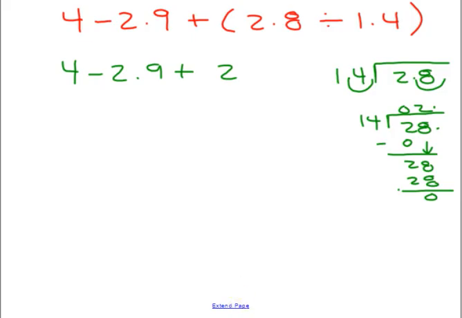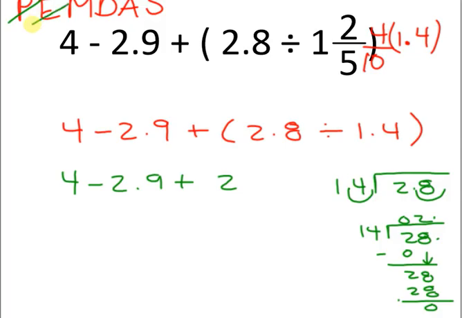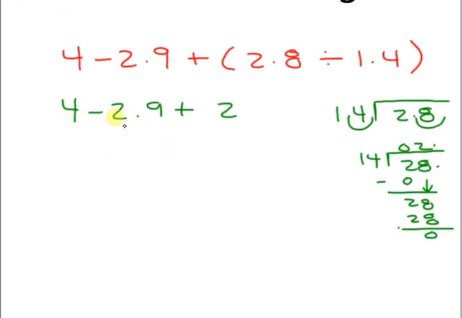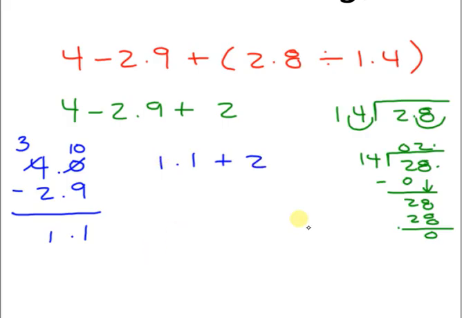Alright, so let me go back up to my PEMDAS. So we took care of parentheses, no exponents, no multiplication, no division. Now we have addition, subtraction, but it's in order from left to right. So let's go ahead and do that. So we have 4 minus 2.9. So we need to add a placeholder here. Can't do 0 minus 9, so we need to borrow. 10 minus 9 is 1. 3 minus 2 is 1. So we have 1.1 plus 2. So I'll go ahead and add that over here. Add a placeholder. 1 plus 0 is 1. 1 plus 2 is 3. So our final answer is 3.1.